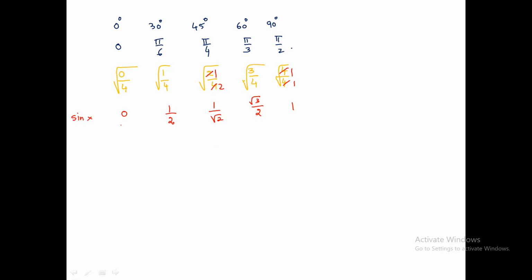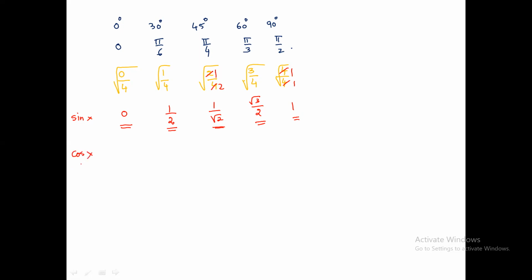That means sine 0 is 0. Sine pi by 6 is 1 by 2. Sine pi by 4 is 1 by root 2. Sine pi by 3 is root 3 by 2. Sine pi by 2 is 1. Like this, you can remember the values.